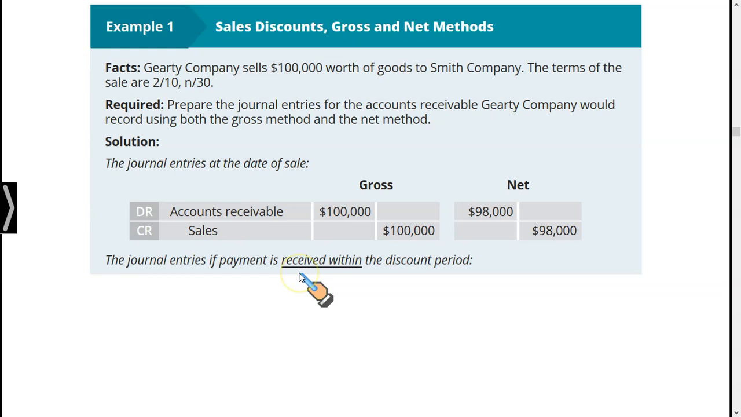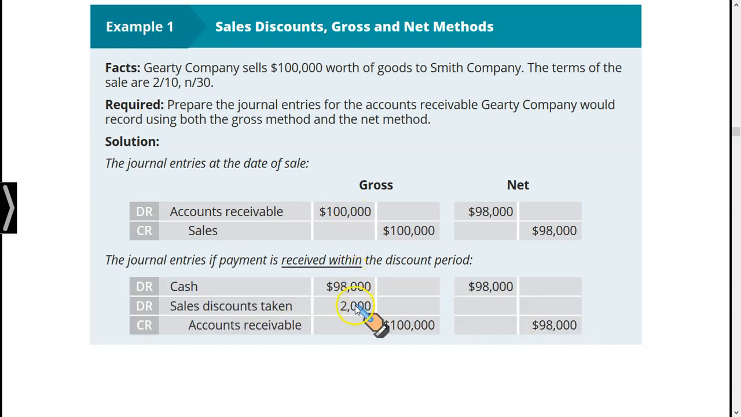Now, if the customer pays within the discount period, the journal entries are as follows. Since we have recorded gross, now we will consider the discount. We debit the net amount of cash, debit discount taken, and credit the gross receivable with the full $100,000. But in case of net, since the discount was already considered, the customer pays the net 98,000, so debit 98,000 cash, credit customer. Let me show you. In the gross method, this is the discount now being considered: debit cash, discount, credit receivable. But in the net method, you simply debit cash, credit AR, because the discount was already considered previously.